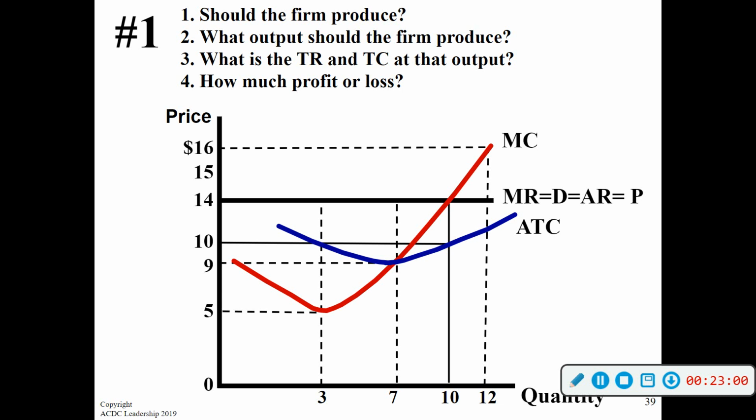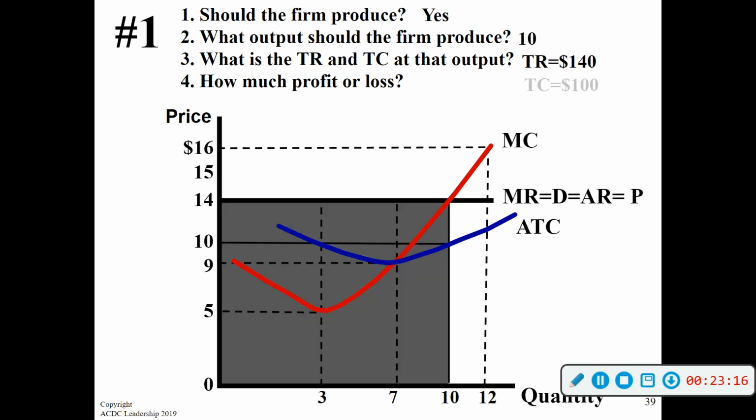All right, what output should they produce? 10 units. So you find MR equals MC. You're going to draw that line straight through your graph. It tells us 10 units is the profit maximizing output, where they're going to maximize profit. Go through, calculate your boxes. So total revenue is $140.